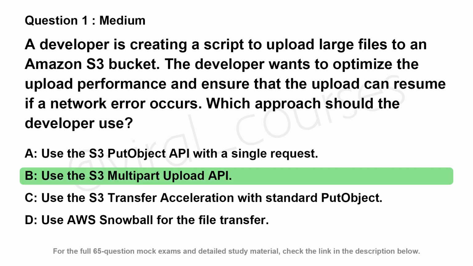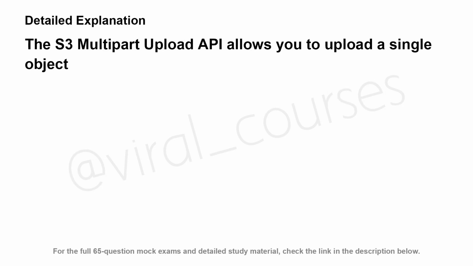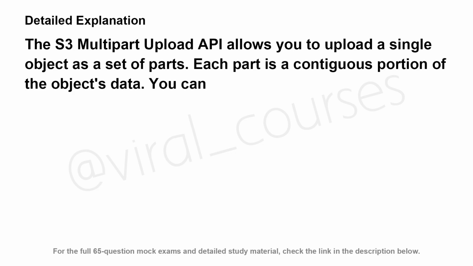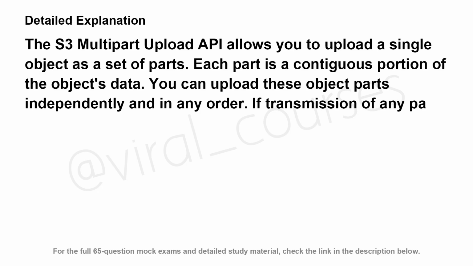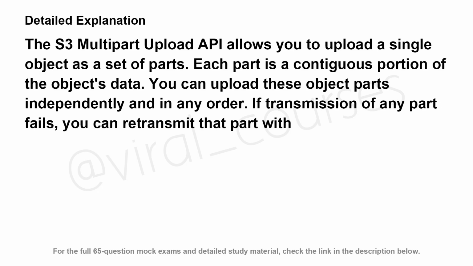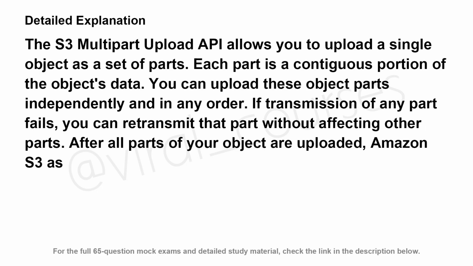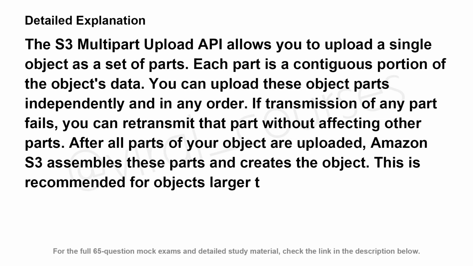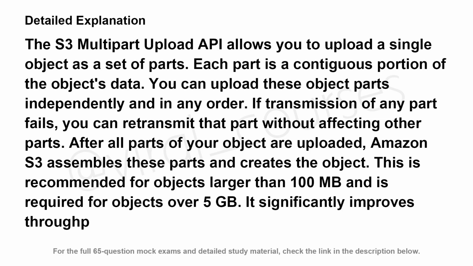The correct answer is B. The S3 Multipart Upload API allows you to upload a single object as a set of parts. Each part is a contiguous portion of the object's data. You can upload these object parts independently and in any order. If transmission of any part fails, you can retransmit that part without affecting other parts. After all parts of your object are uploaded, Amazon S3 assembles these parts and creates the object. This is recommended for objects larger than 100 megabytes and is required for objects over 5 gigabytes. It significantly improves throughput by uploading parts in parallel.